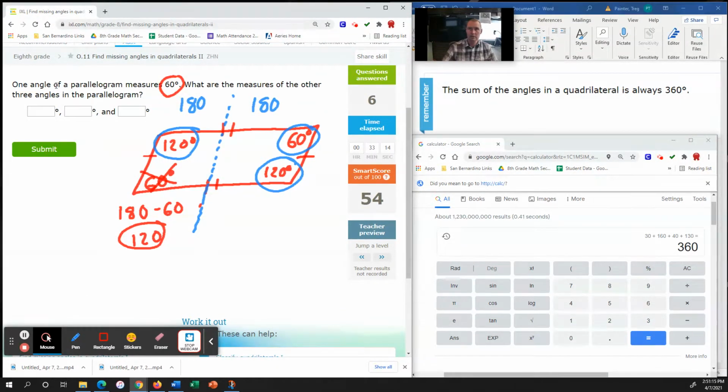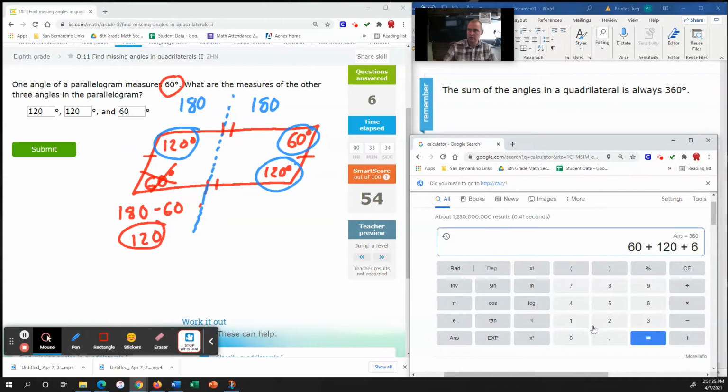All right, so here we go. We got 120 plus 60. Now, before I press that submit, I want to be kind of careful because we tried something new. Add them up, see if it works. Does 60 plus 120 plus another 60 plus 120 give us a total of 360 degrees?